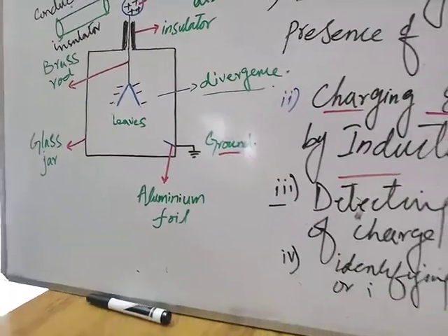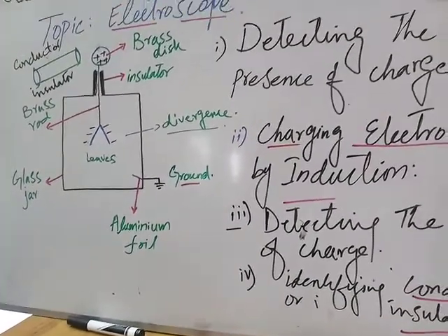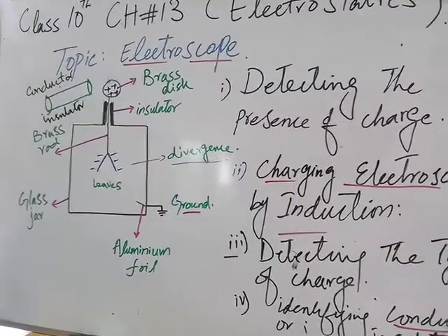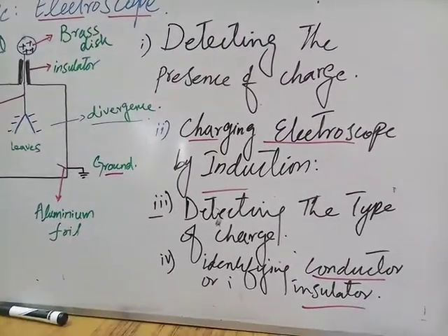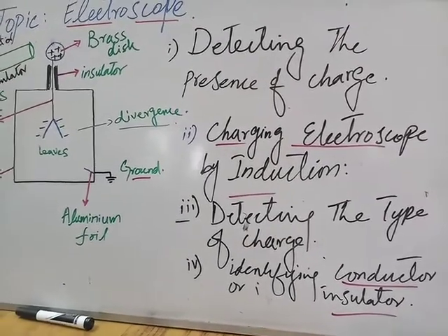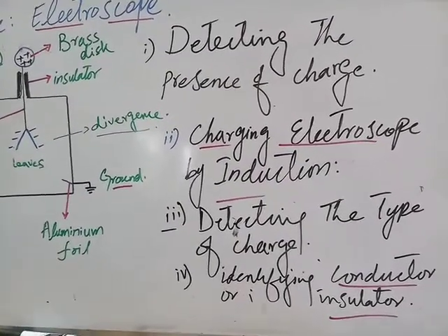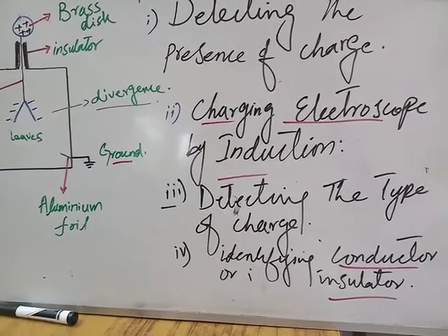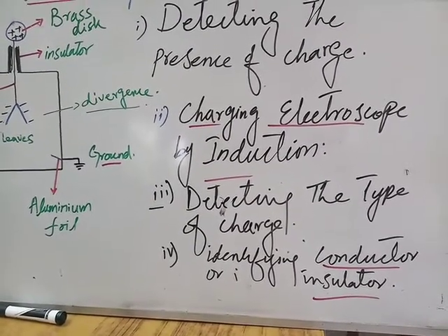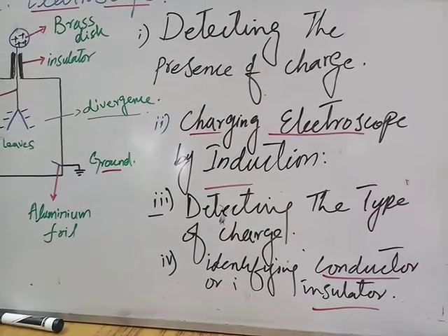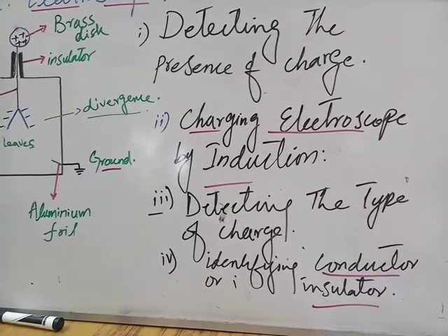So this topic is the electroscope. Today we discussed the electroscope. The electroscope is used to detect the presence of a charge, and is also used for charging by induction. And we also discussed how we detect the type of a charge. And the last topic we discussed is how the electroscope identifies whether a material is a conductor or insulator.